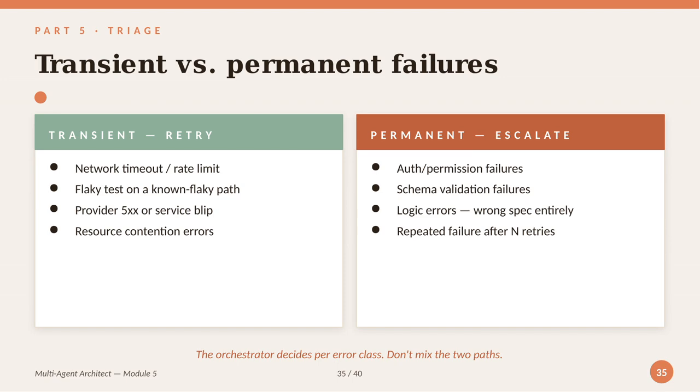Permanent failure needs escalation. Authentication or permission failures. Your credentials don't work. Retrying with the same credentials won't help. Schema validation failures. The agent produced the wrong output.